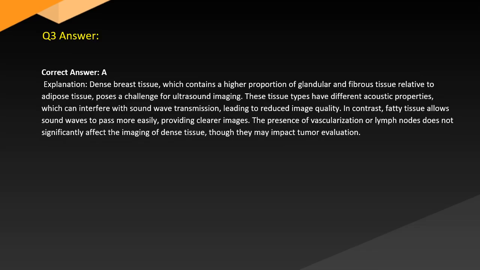Answer. Correct answer A. Explanation. Dense breast tissue, which contains a higher proportion of glandular and fibrous tissue relative to adipose tissue, poses a challenge for ultrasound imaging. These tissue types have different acoustic properties, which can interfere with sound wave transmission, leading to reduced image quality. In contrast, fatty tissue allows sound waves to pass more easily, providing clearer images. The presence of vascularization or lymph nodes does not significantly affect the imaging of dense tissue, though they may impact tumor evaluation.